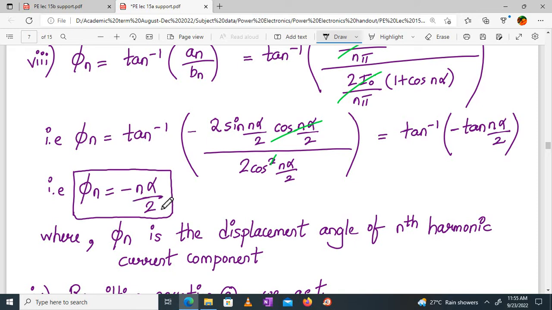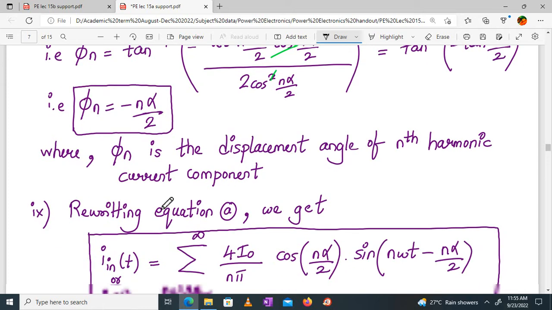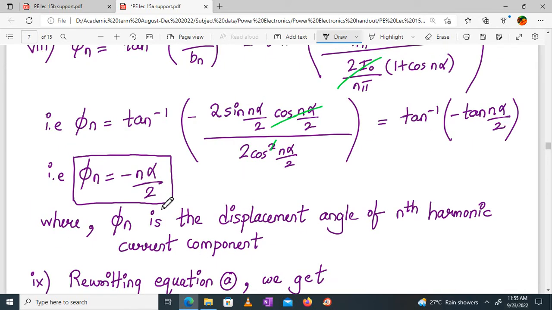You all don't have this all, huh? Derivation जिसके नहीं है, खाली final expressions है. And what is phi n? Phi n is the displacement angle of the nth harmonic current component. ठीक है? लिखाइए phi n is n alpha by 2.